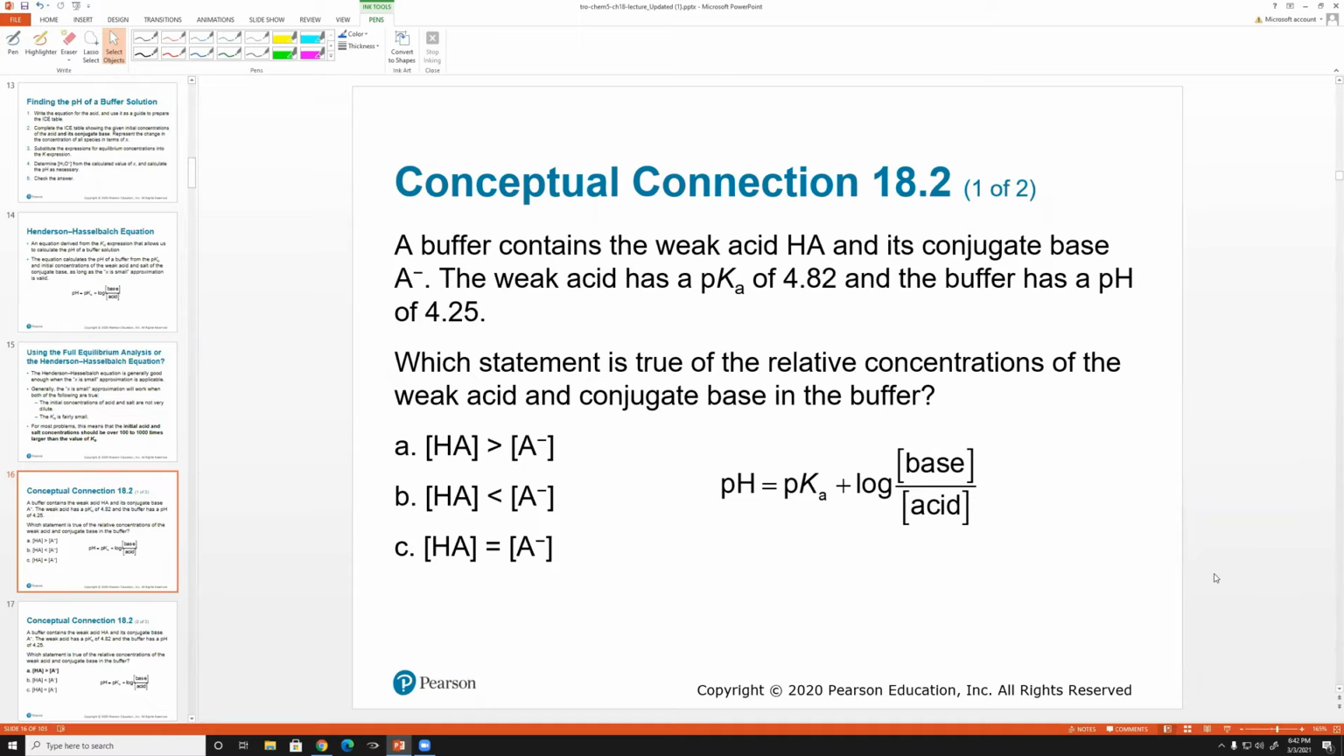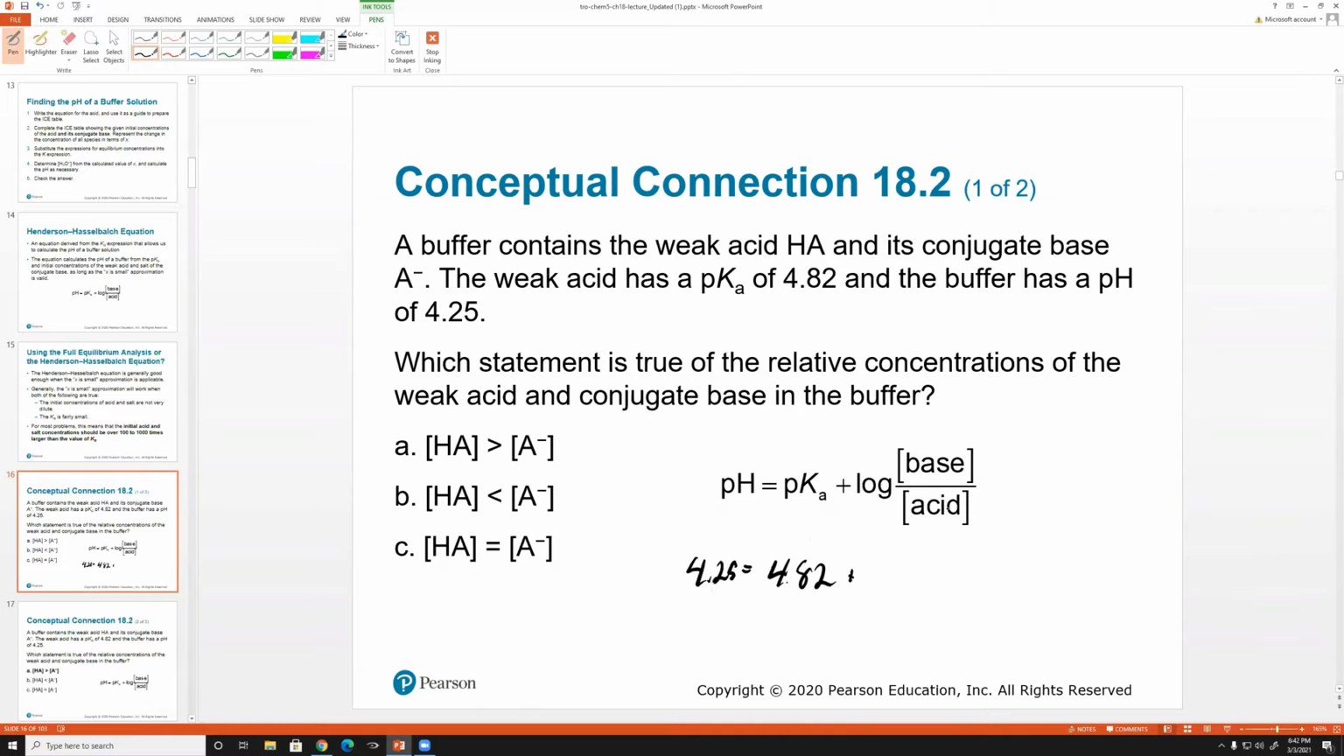HA is larger. Yes. Okay, we have three answers. Good. So HA is larger, and the reason why: we have our pKa of 4.82, so we can put that in the equation. Right on my pad, pKa is 4.82. The pH goes down to 4.25.